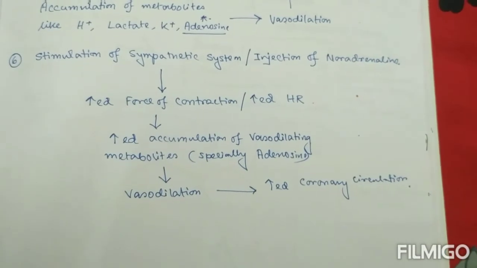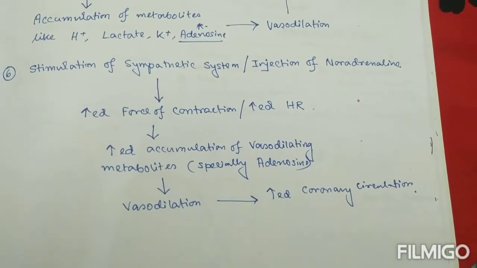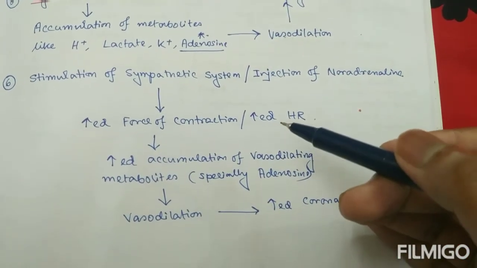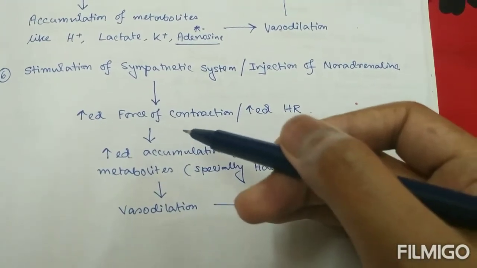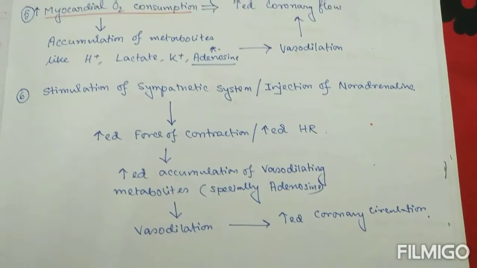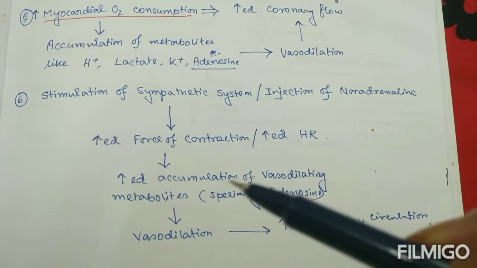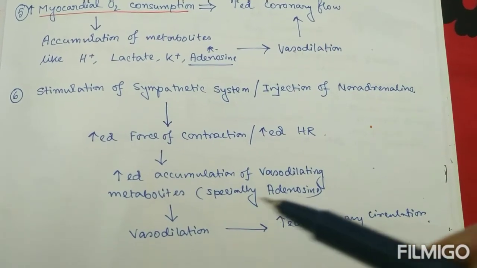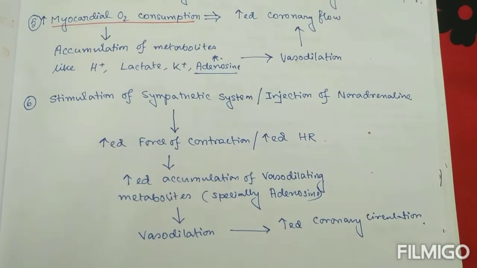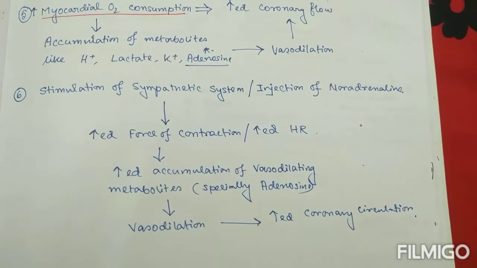If there is some stimulation of sympathetic system or from outside there is injection of noradrenaline, it causes increased force of contraction or increased heart rate and both causes increased myocardial oxygen consumption, causing accumulation of vasodilating metabolites like adenosine, which causes vasodilation and increased coronary circulation. So these are all about coronary circulation.